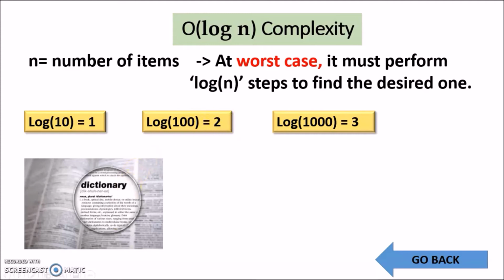Yes, a best example is a dictionary. However big your dictionary is, you can easily find the word because all the words are arranged in sorted order. Another example is binary search, which we discussed in our last video itself. I hope you understood the big O of log n complexity.